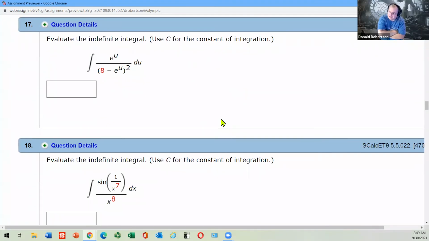There's one where you've got a bit of a choice here. It's a fraction, so it should be the guy in the bottom, but it's got an ugly bracket squared, so it should be the guy inside the brackets, right? So only one of those two is the correct U sub. What do you think the correct U sub for question 17 is? 8 minus e to the power of u. Correct. Can you see why that's probably going to work better than the other choice?